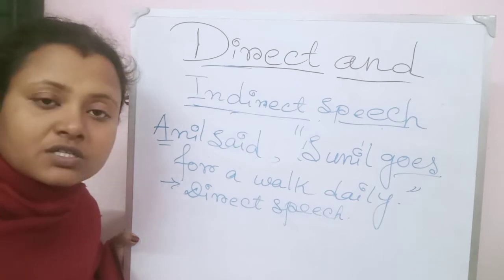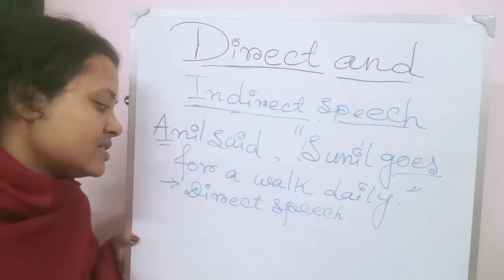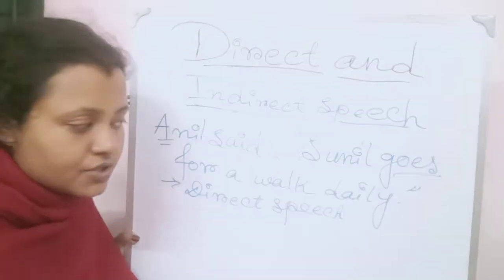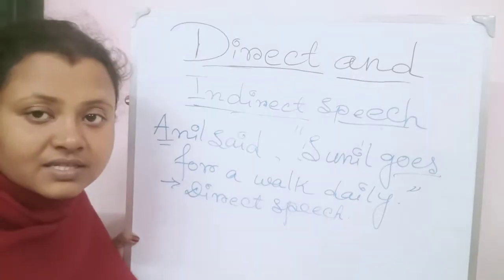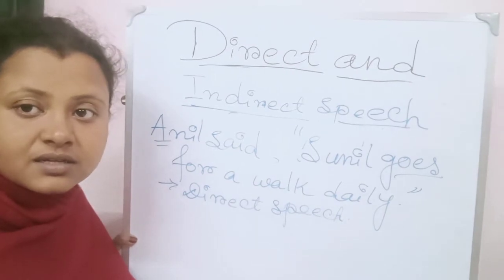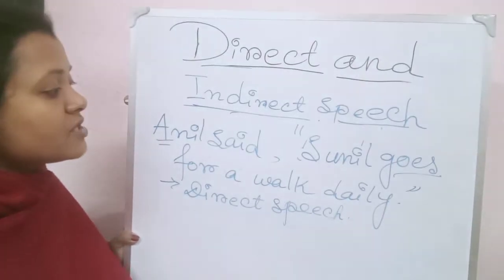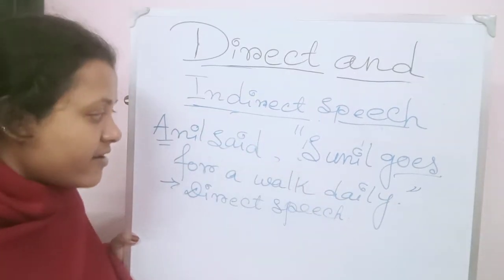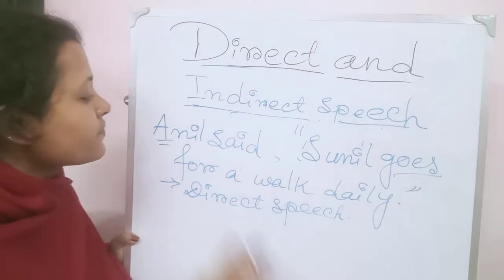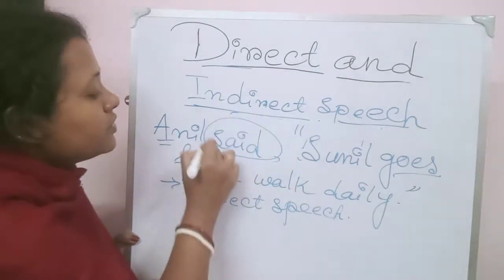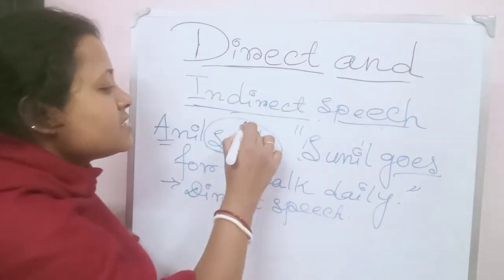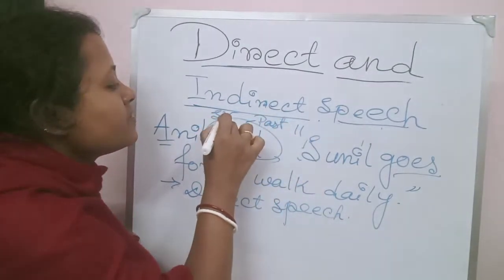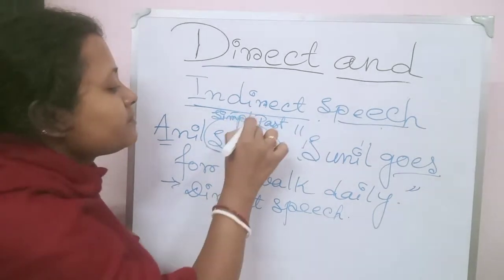Whenever there will be inverted commas, I told you, you have to understand that the sentence is written in direct speech. So that is why this is a sentence in direct speech, and you have to change it into indirect speech. So how will you change? See the reporting verb over here. The verb is written in simple past tense.